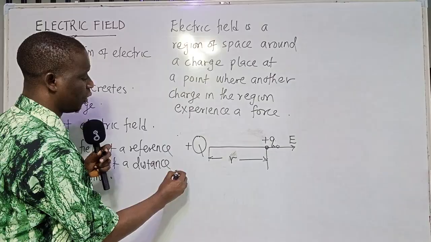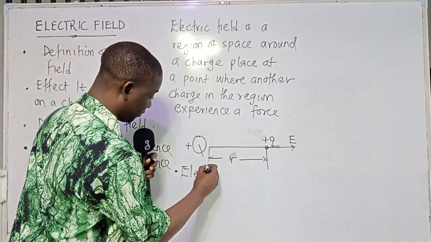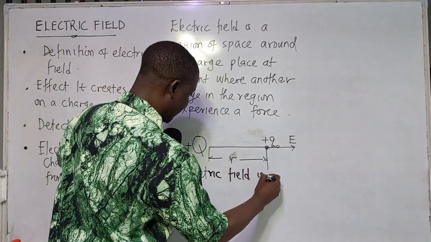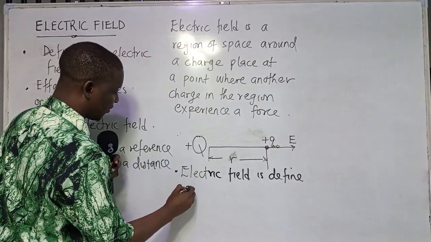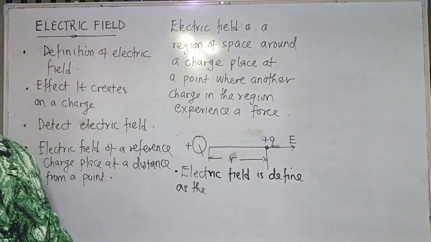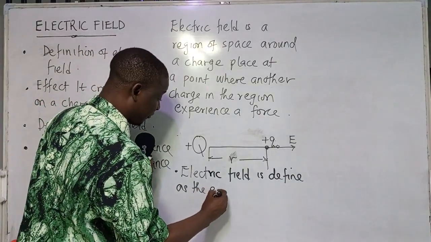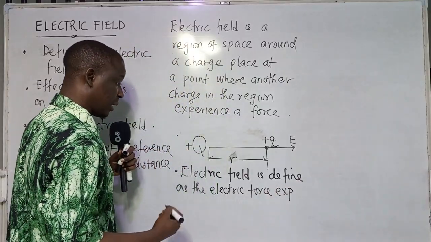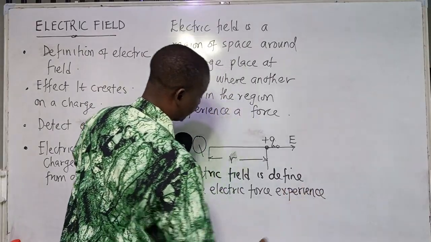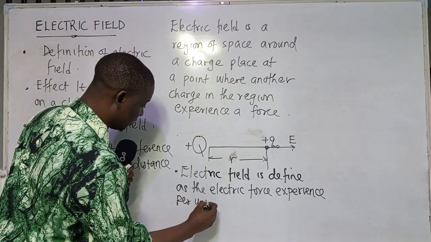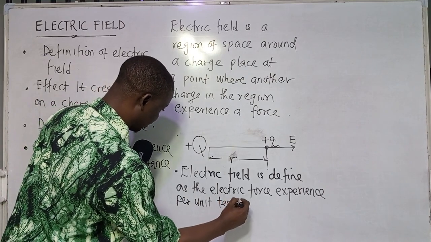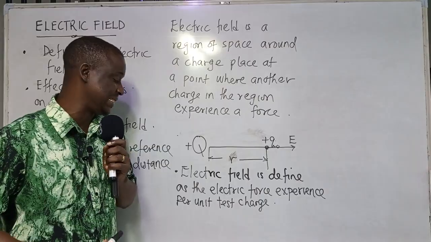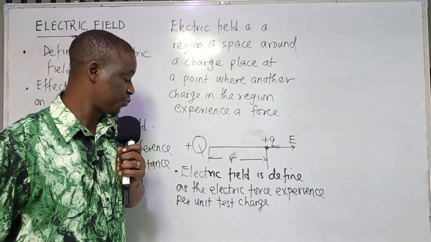Now, what is another basic definition of electric field? Electric field is defined as the electric force, sorry, I mistakenly said magnetic, the electrostatic force experienced per unit test charge. Electric field is defined as the electric force experienced per unit test charge.